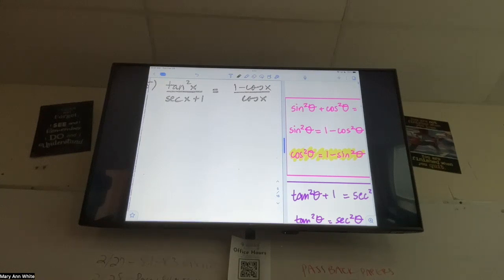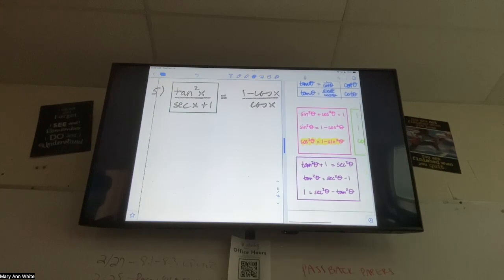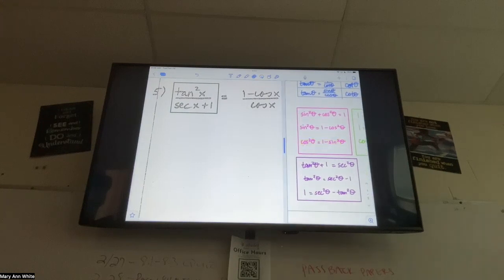Okay, which side looks more confusing? The left one? Yeah, let's do the left one. We're going to start on the left-hand side. Now I look at what's given to me, tan squared over secant x plus 1. Does any of that match anything on our identity sheet? Yeah, Gwenna. Tan squared. Amazing. That's exactly what I want to use. So I want to take that tangent away and I want to make it secant squared minus 1.